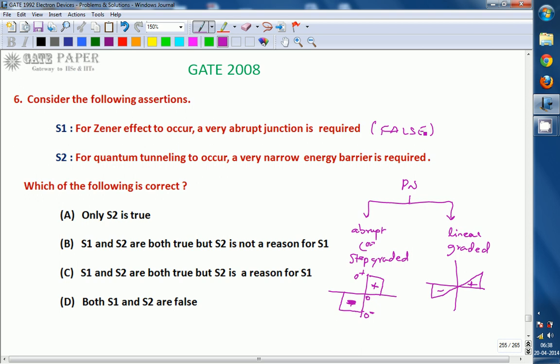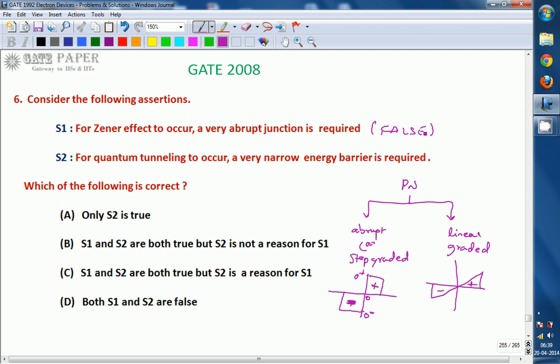And statement 2: for quantum tunneling to occur, a very narrow energy barrier is required. Zener diode also works on the principle of tunneling effect. Tunneling is the phenomenon where, instead of surmounting the potential barrier, the charge carriers penetrate through the potential barrier whenever it is small enough. Since a Zener diode is heavily doped, the potential barrier is very small even under reverse bias. The barrier becomes very narrow, so the charge carriers from one side to the other don't jump over the potential barrier, they can go through it at the same energy level.